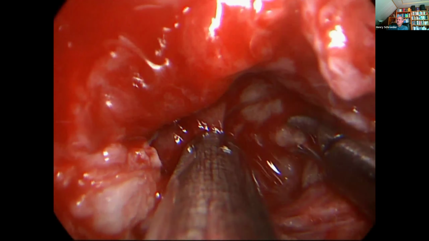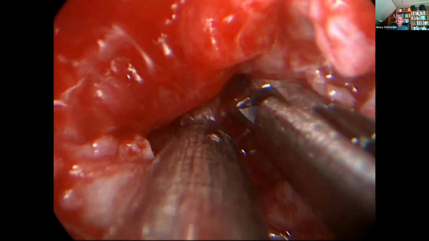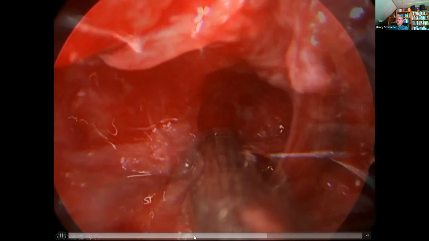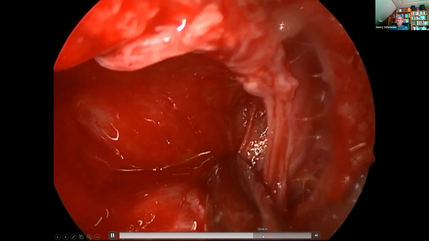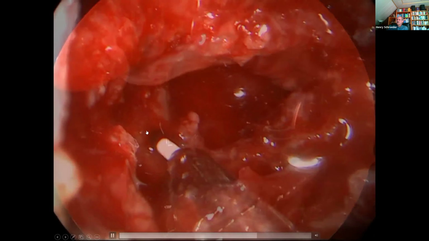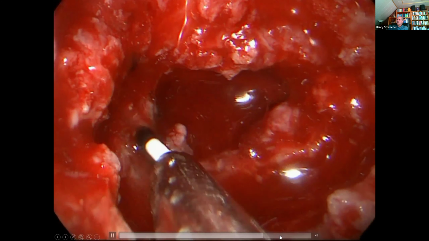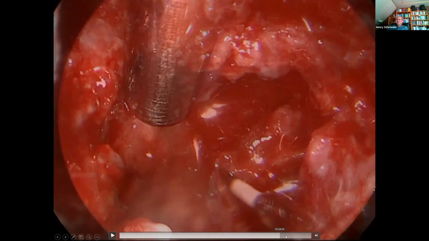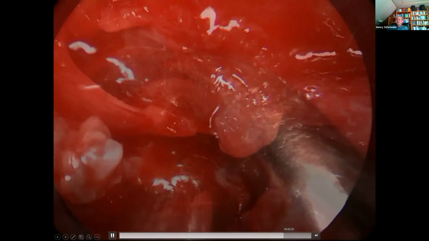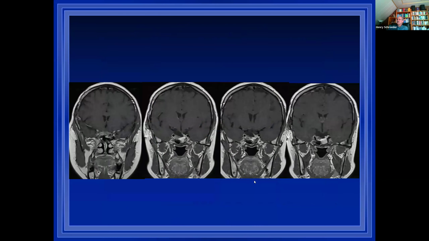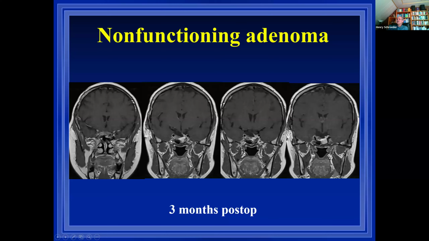And you can follow the tumor in the back to get all the tumor out of this compartment. You see, carotid is here. And then we could follow it far in the back and have a good resection. Then MRI shows that we could remove all the tumor in this area, which was previously filled with tumor.